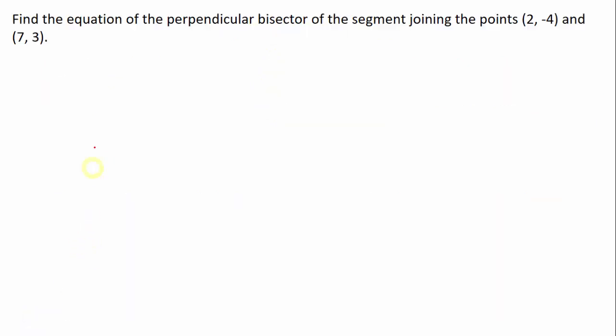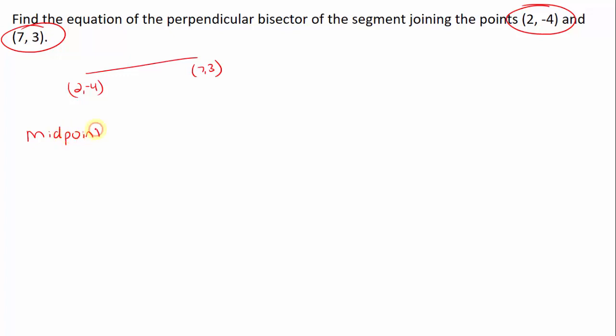Okay, one more example. Find the equation of the perpendicular bisector of the segment joining the points 2, -4, and 7, 3. So if you want to, you could draw a line here. We could call this endpoint 2, -4, and we could call this endpoint 7, 3. Remember, I need two things. I need the midpoint of this line. We can find that by adding the two x values, 2 plus 7, and dividing by 2, and adding the two y values, -4 plus 3, and dividing by 2. 7 plus 2 is 9, so I'm just going to leave that as 9 over 2. -4 plus 3 is -1, so that's -1/2.